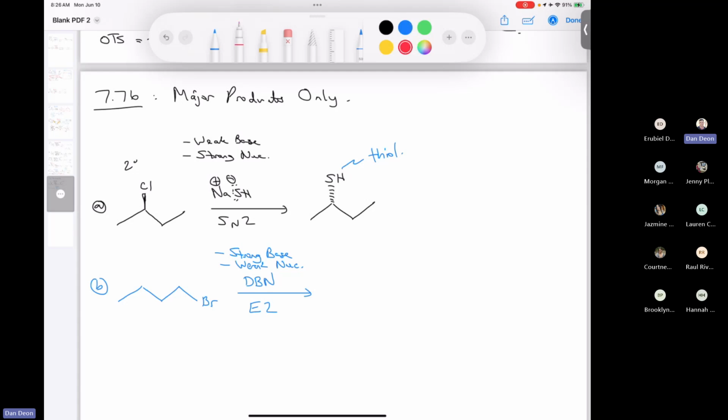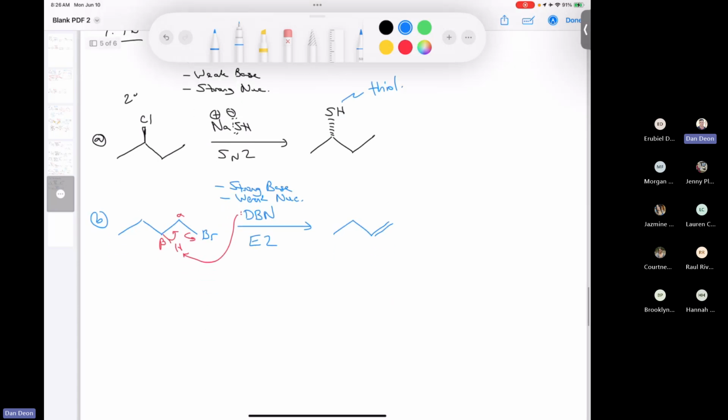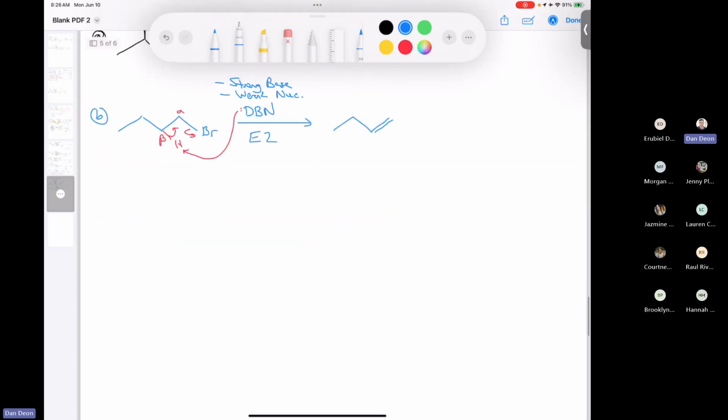Well, if this is my alpha carbon here, that means this is my beta carbon. Does it have a proton on it? Absolutely. So what's going to happen is the DBN is going to pick up that proton. You're going to form the double bond, lose the leaving group, and you're going to end up with this compound here. This is called 1-butene. We'll take a look at alkene nomenclature in chapter 8. But there we go. The only mechanism in that case is going to be an E2.